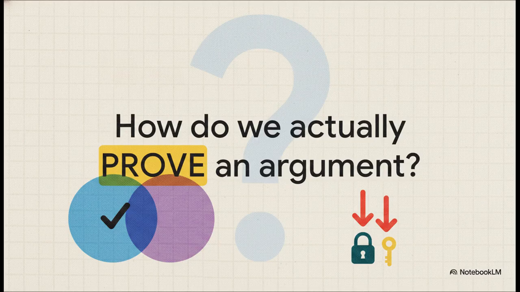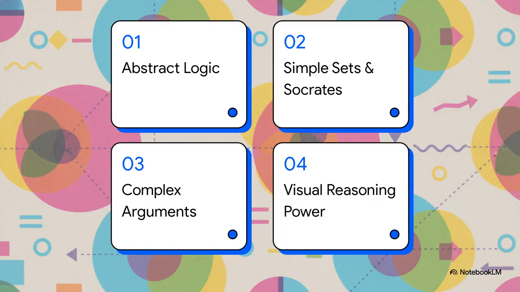Well, that exact challenge is the puzzle we're unlocking today. We're going to see how replacing words with spatial boundaries literally forces arguments to prove themselves. It's pretty amazing. Okay, here's our roadmap for today. We'll start with visualizing abstract logic, then move on to simple sets and Socrates, explore complex arguments in practice, and finally, we'll wrap up with the power of visual reasoning.